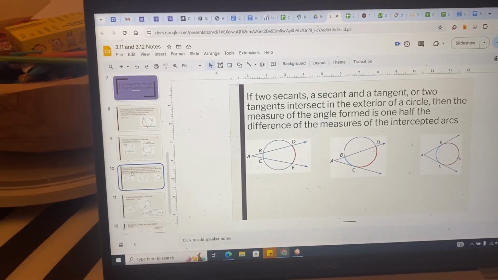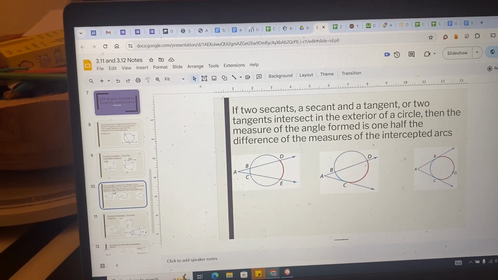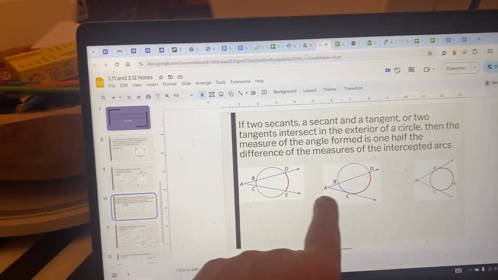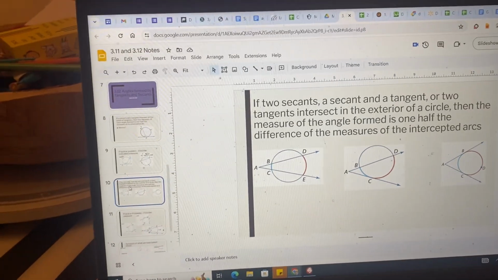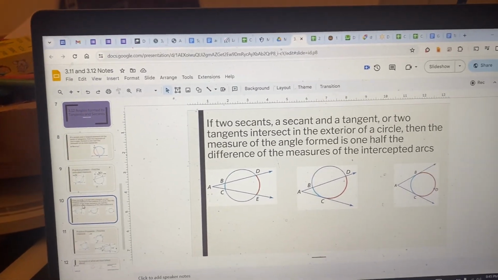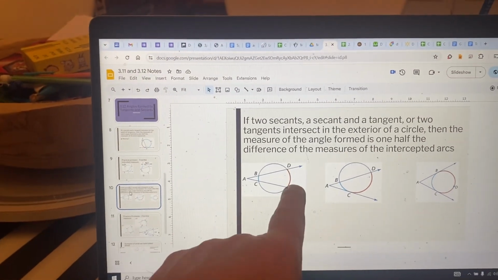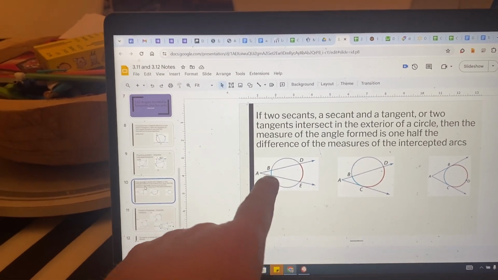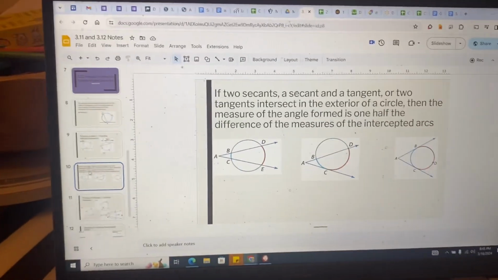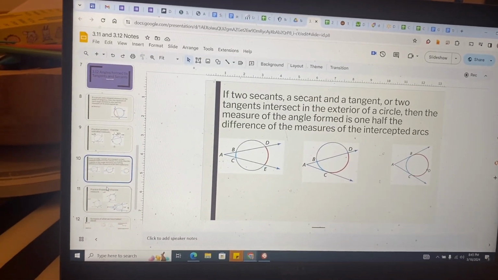If two secants, a secant and a tangent, or two tangents intersect in the exterior of a circle, so they meet out here, they have that vertex, and it's outside the circle, then the measure of the angle formed is 1/2 the difference of the measures of the intercepted arcs. So what is that going to mean for us? It means we're going to take this big one, we're going to subtract the small one, and we're going to divide by 2. So anytime it's outside like this, we're going to take these two, subtract them, and divide by 2.